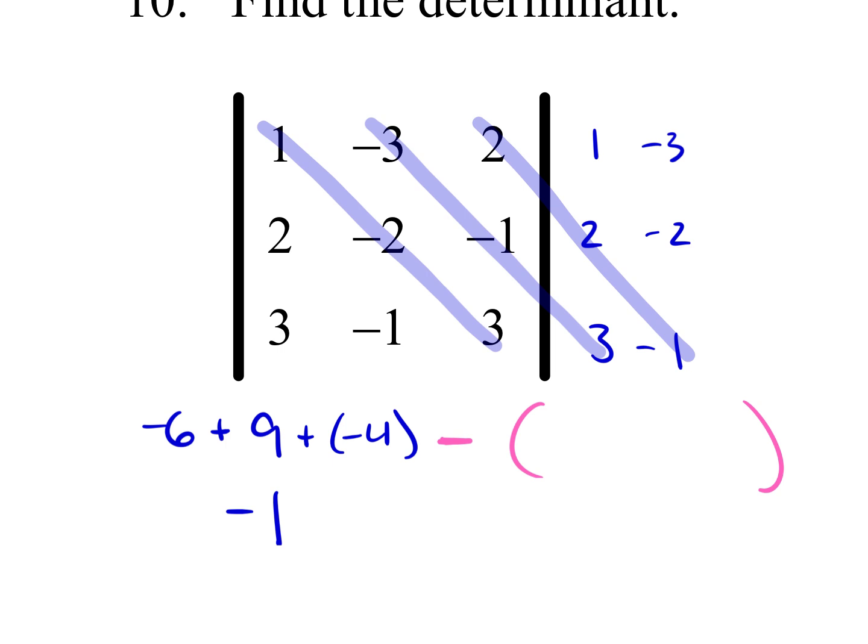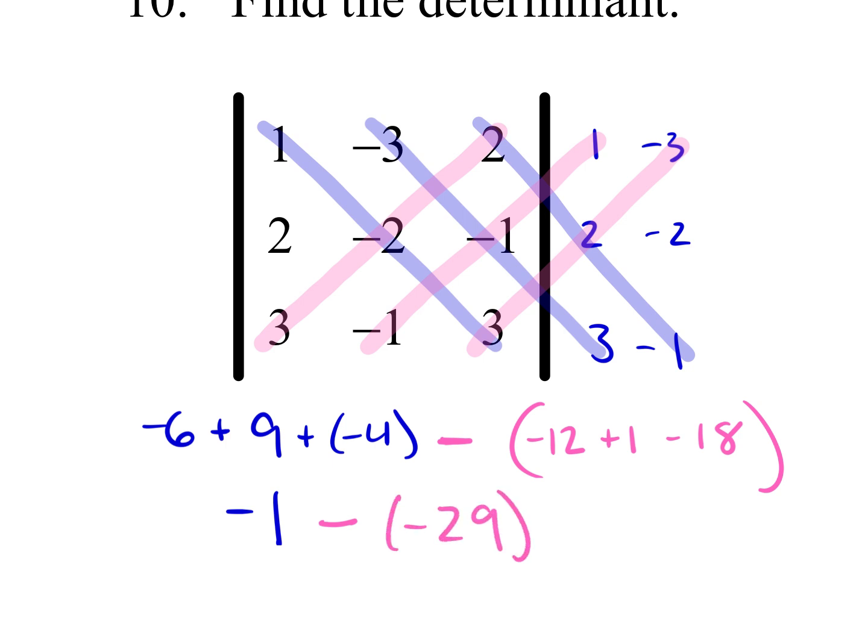Now minus the minors. So minors start at the bottom corner. And the diagonals go up this way. So our first one, we have 3 times negative 2 times 2. Negative 12. Perfect. Negative 1 times negative 1 times 1. 1. So plus 1. And 3 times 2 times negative 3. Negative 18. So let's find what our minors added up together is. What's negative 12 plus 1 minus 18? Awesome, negative 29.